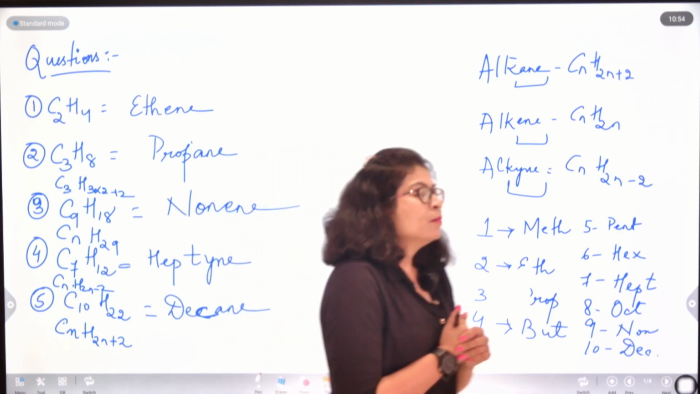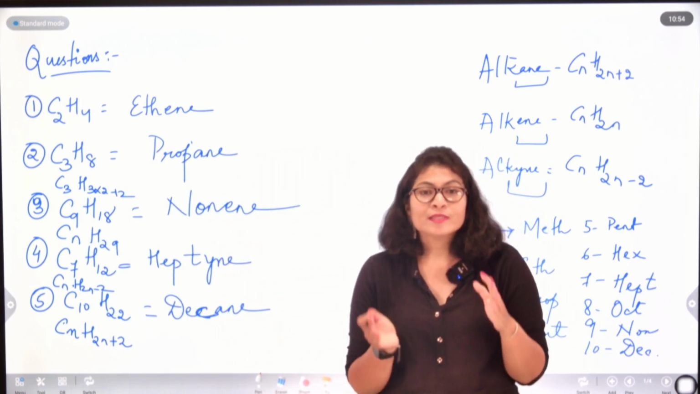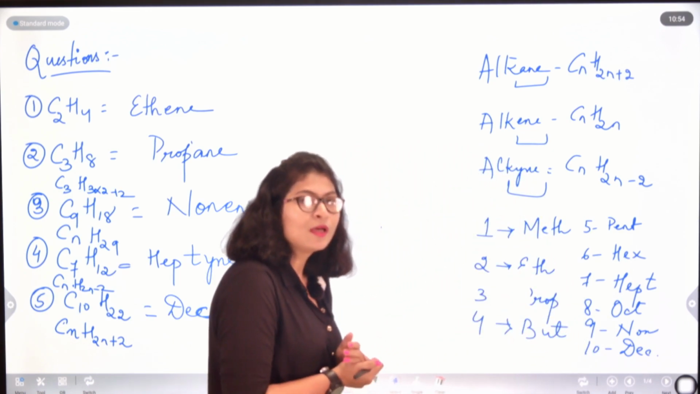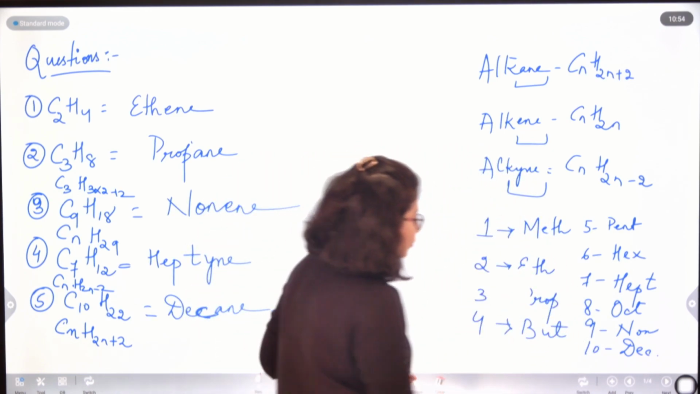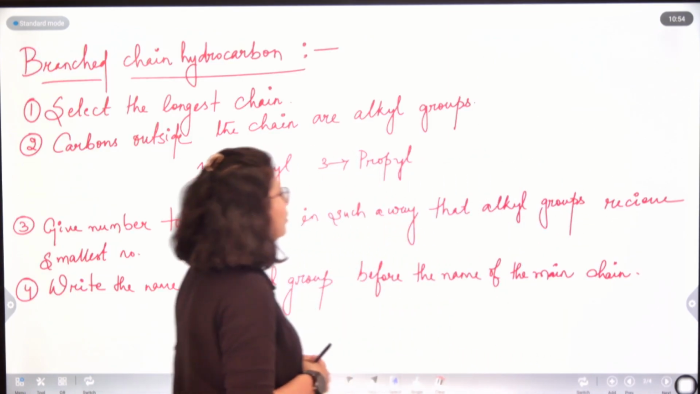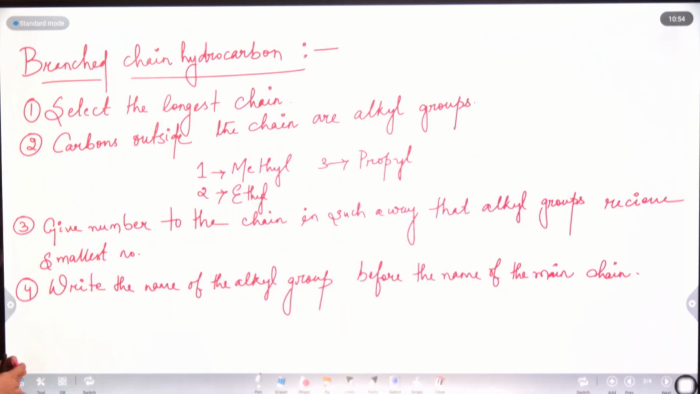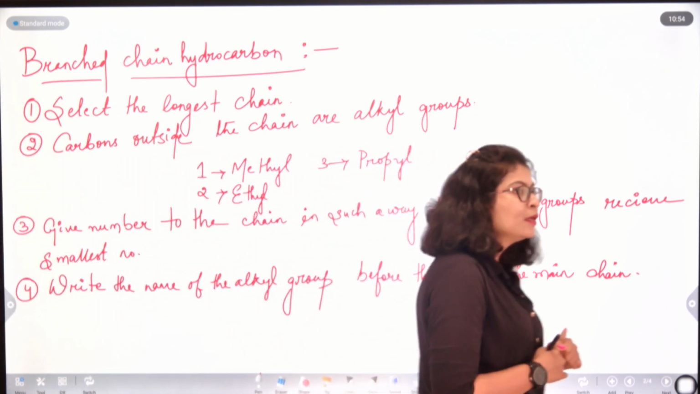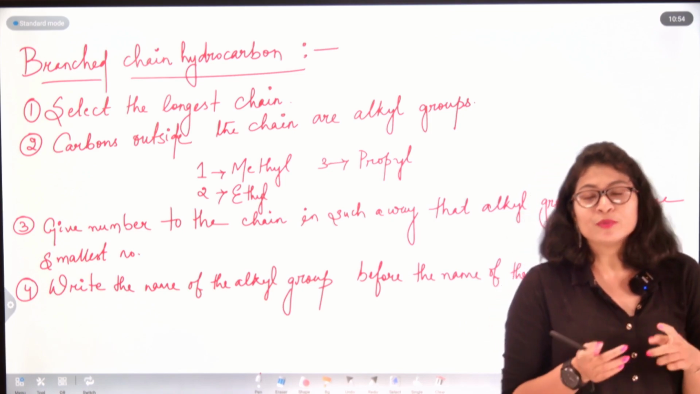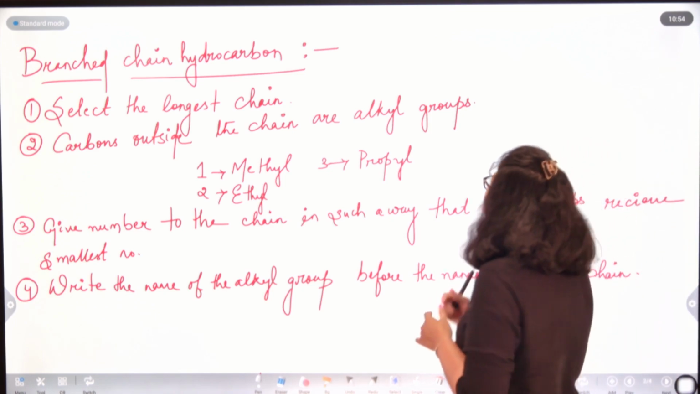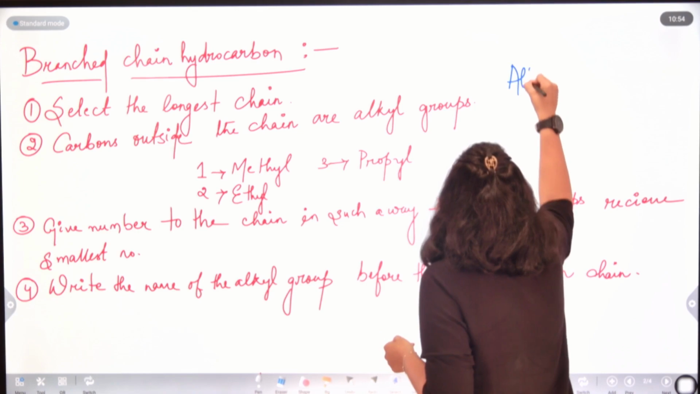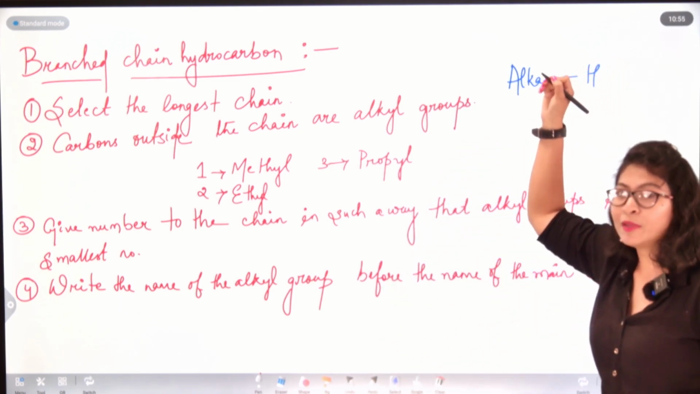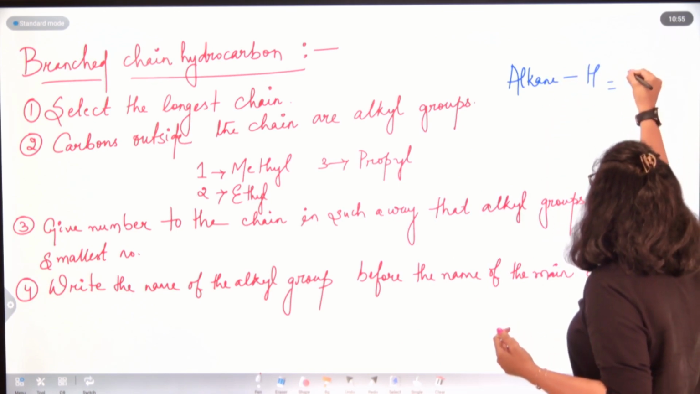So first of all, before moving on to the exact nomenclature of a branch chain, let us see certain rules for naming branch chains. These are a set of rules which we have to follow. And before moving on, let me clear one part which we covered in the previous video: if I take an alkane and remove a hydrogen atom from it, then I get an alkyl group.